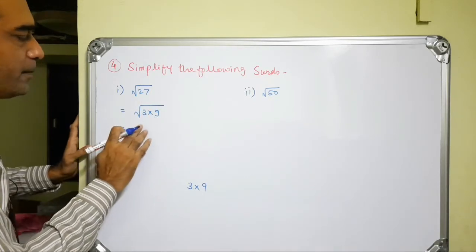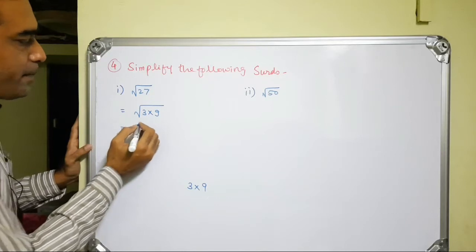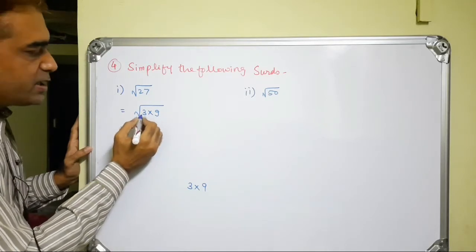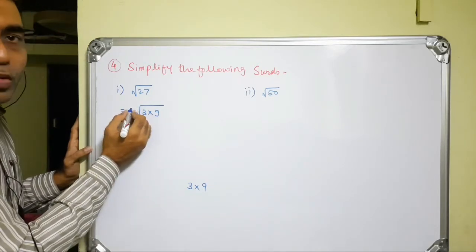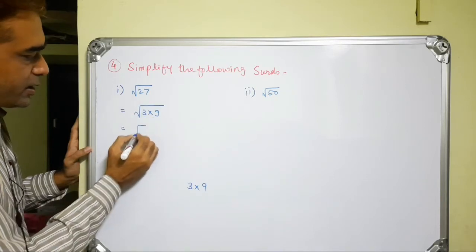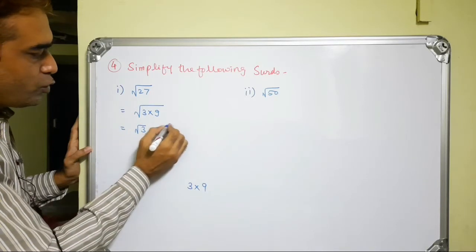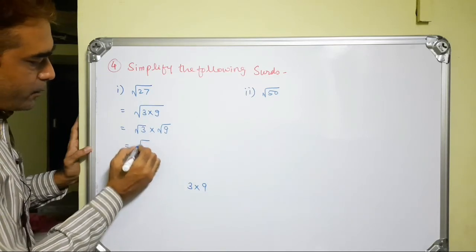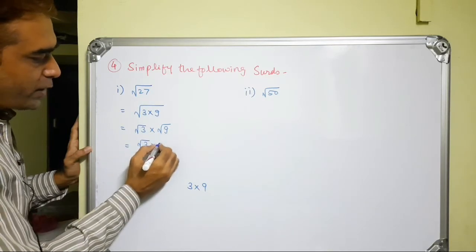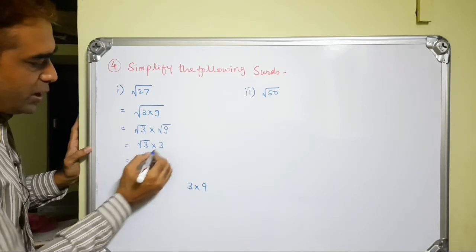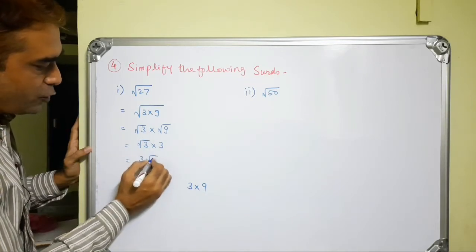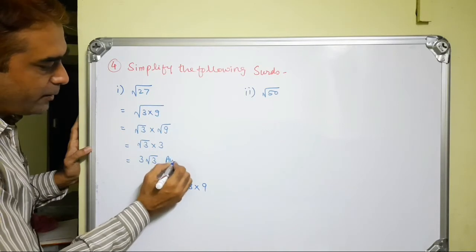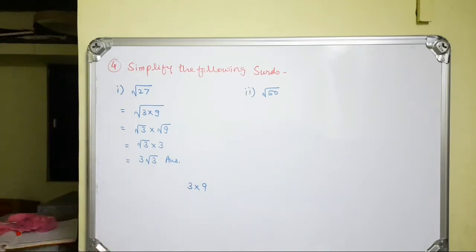Now what we will do? We will write the given surd, we will write these numbers with order 2 separately. So we will write the square root of 3 into the square root of 9, and the square root of 9 is 3. So root 3 into 3, this can be written as 3 root 3. So this is the simplest form of the surd.